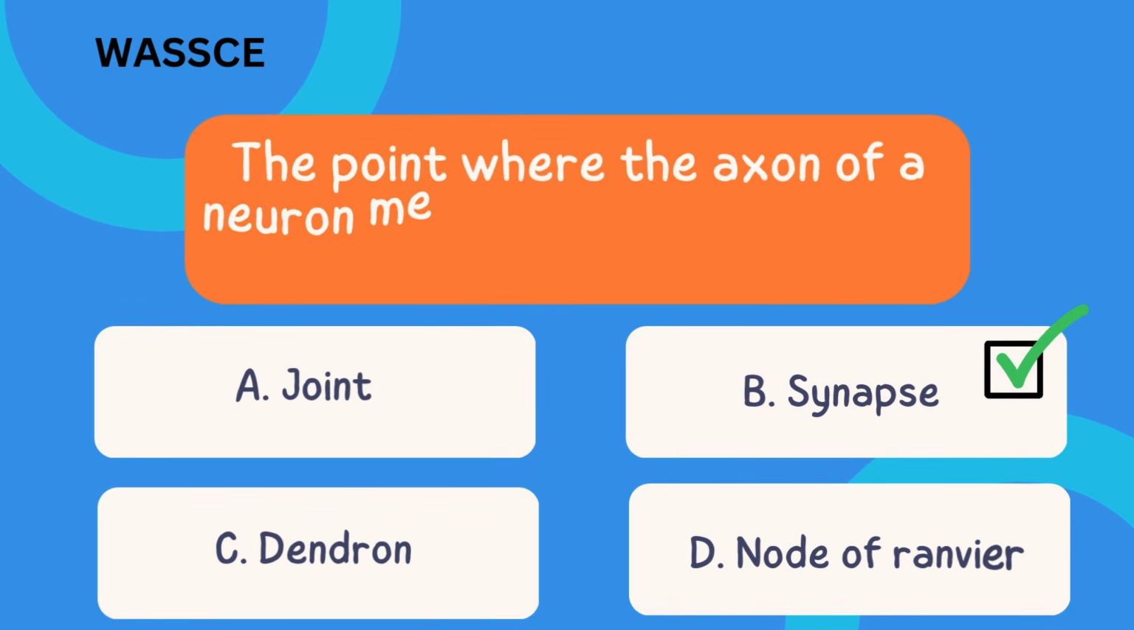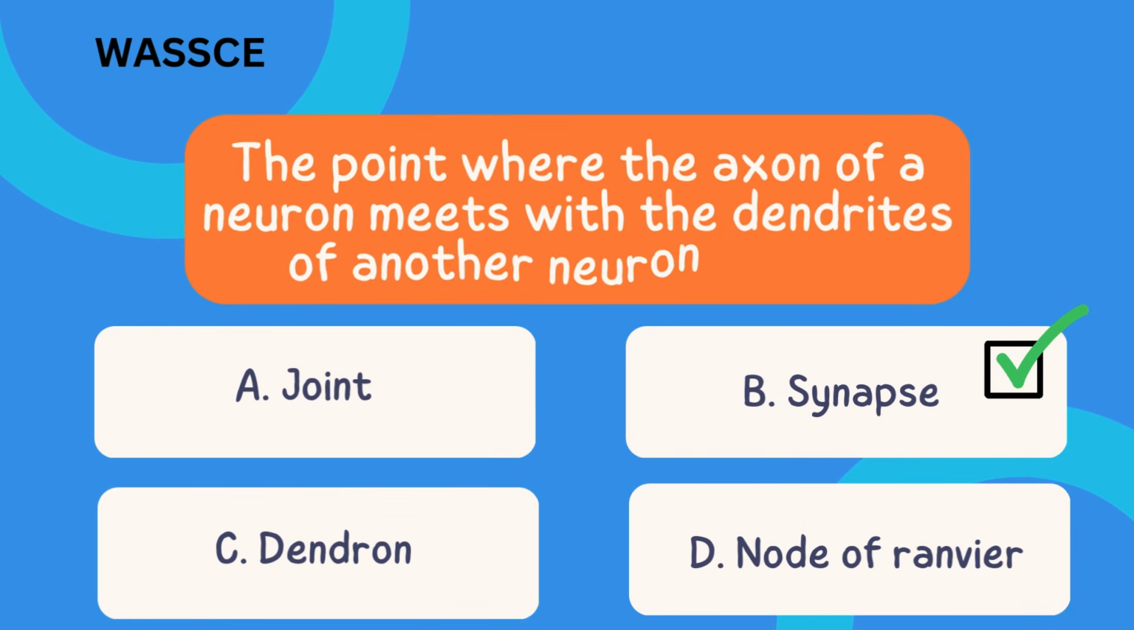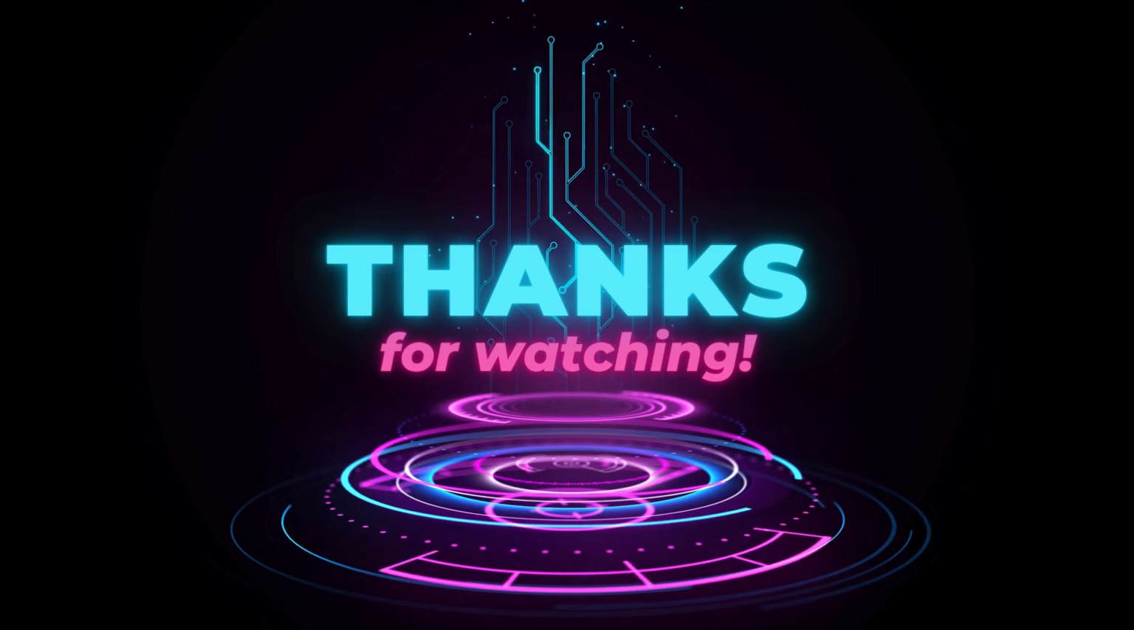The correct option is option B, synapse. So the point where a nerve meets with the dendrite of another nerve is called a synapse. Option A is wrong because it is where two bones meet that is called a joint, not where two nerves meet. Option C is wrong. Dendron is not the part where two nerves meet. Option D is also wrong because the node of Ranvier is the interruption in the myelin sheath.